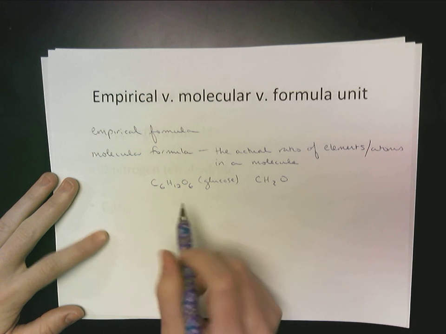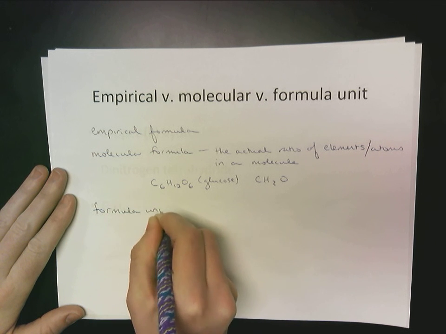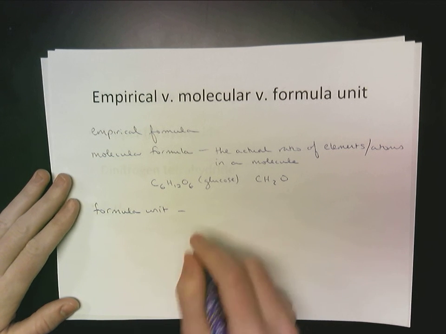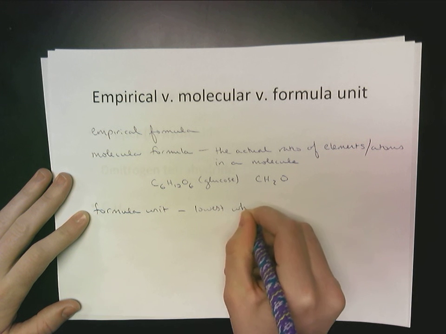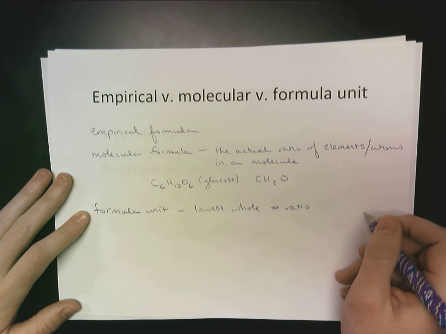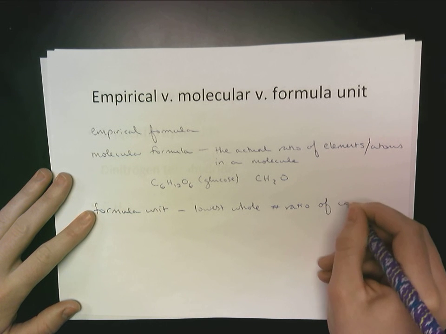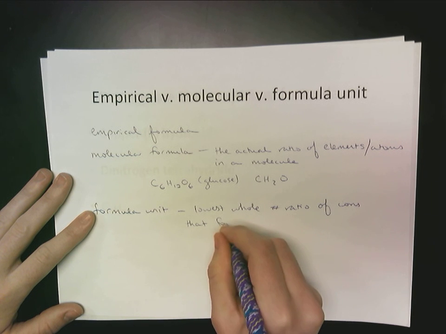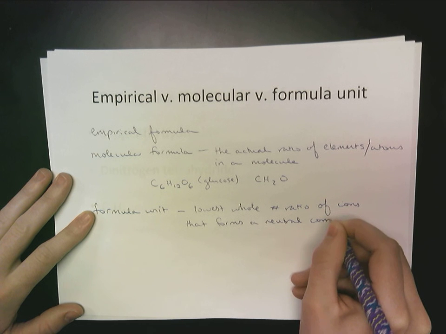Unlike in an ionic compound, where we've used the word formula unit to describe what's going on. So a formula unit, remember, is the lowest whole number ratio. And that language should sound familiar from empirical formula. But formula unit is the lowest whole number ratio of ions that forms a neutral compound.